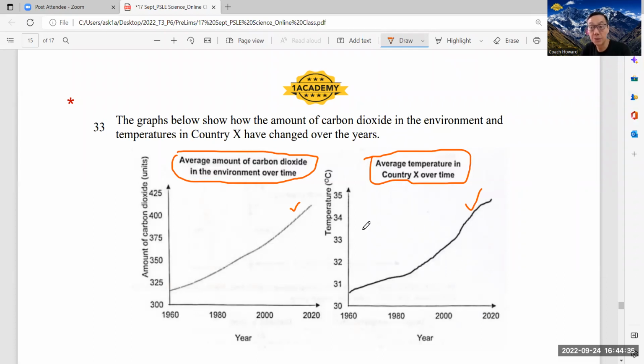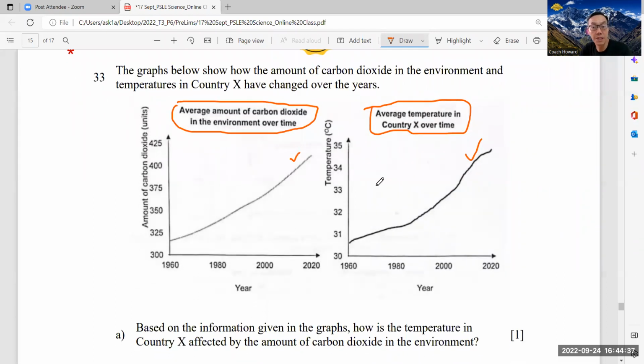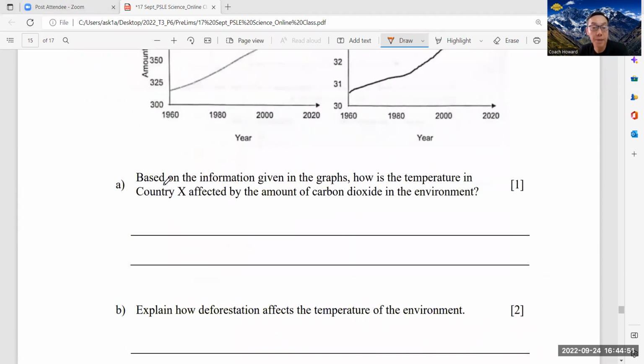Okay, this you need to know. Definitely carbon dioxide affects the temperature. The reason is because carbon dioxide is a greenhouse gas. It traps heat. This is the first fact you need to know. Carbon dioxide is a greenhouse gas. It traps heat.